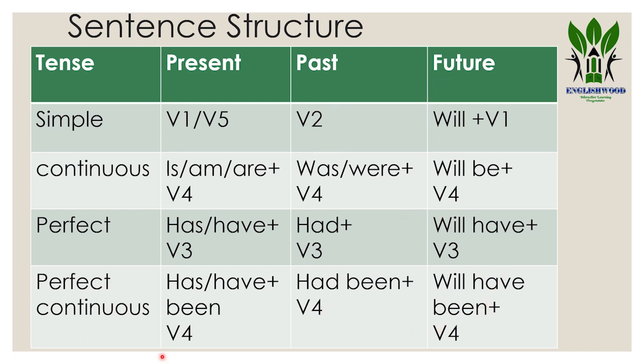It's just easy to remember. You have to remember, so you can recognize any tense by looking at the verbs, which form of verb is given there. And you have to remember present simple comes with verb 1, verb 5, and past simple verb 2, future simple will plus verb 1, and so on. So you have to remember present perfect means has/have, whereas past perfect means had, and future will have plus verb 3, and so on.